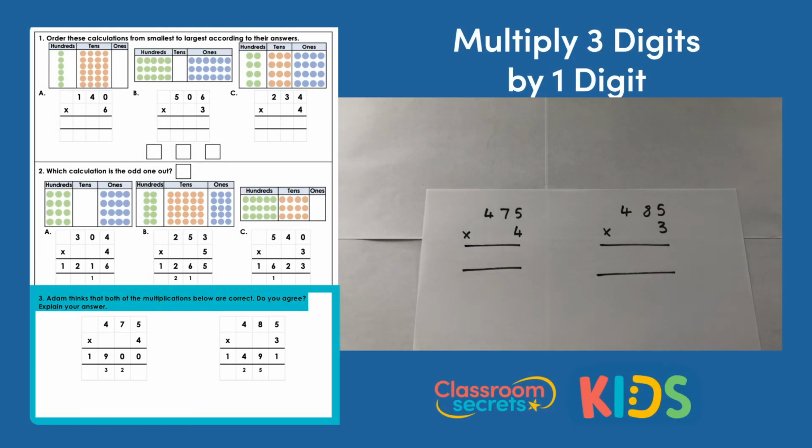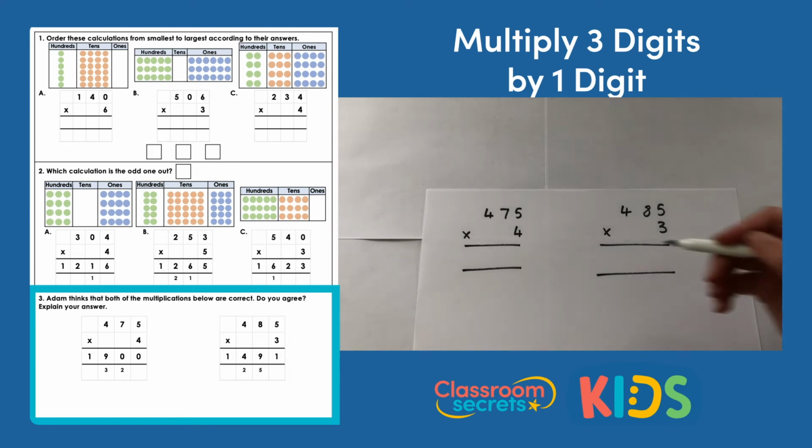Question 3. Adam thinks that both of the multiplications below are correct. Do you agree? Explain your answer. Okay, we have 2 calculations and we're going to follow the same process. We're going to work out our own answers to them and then find out whether Adam is correct or not. Let's have a look then.